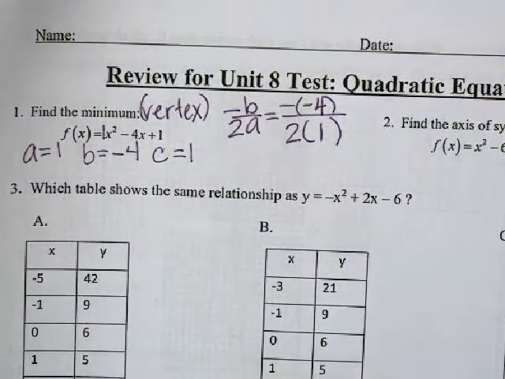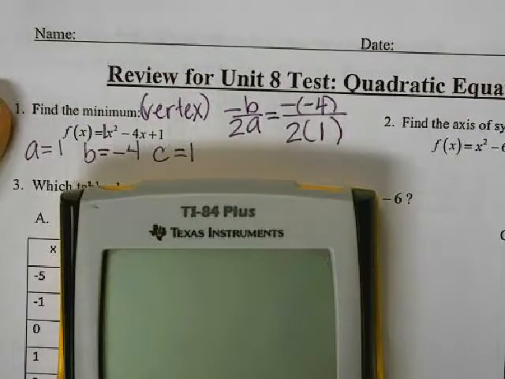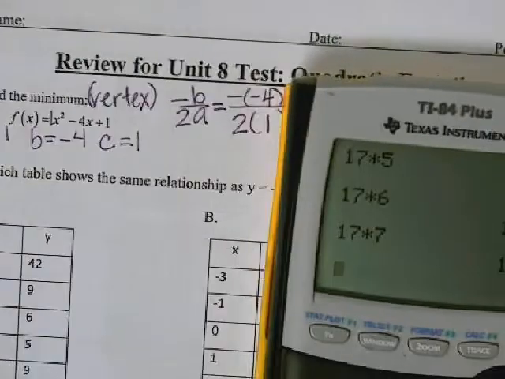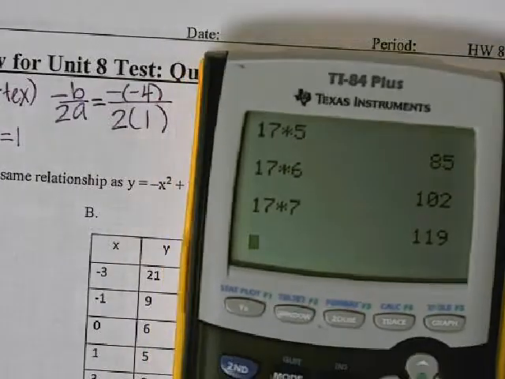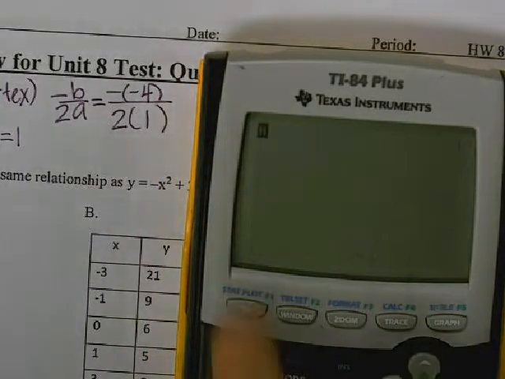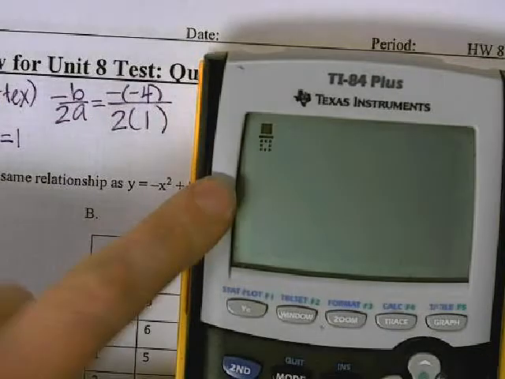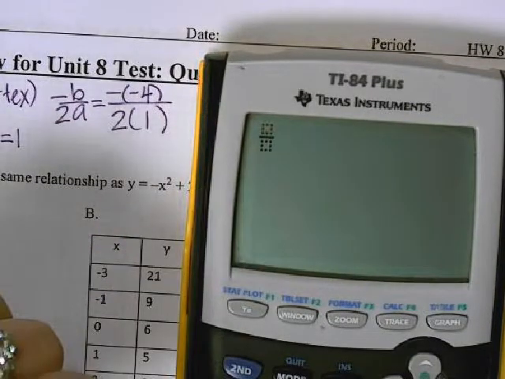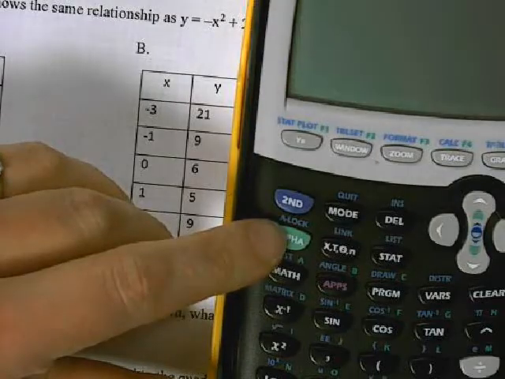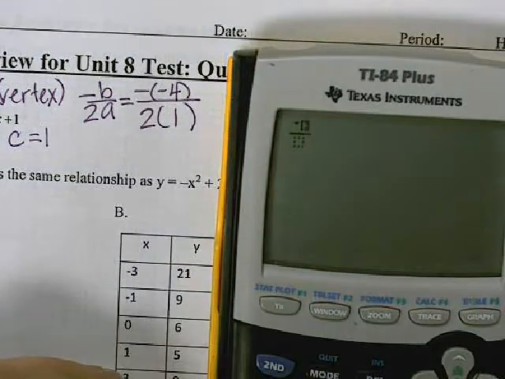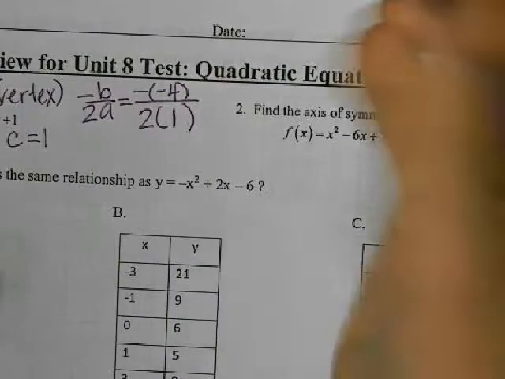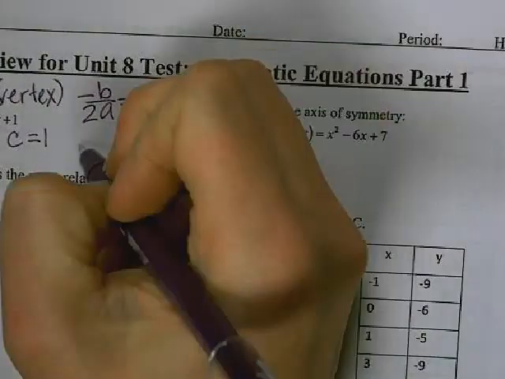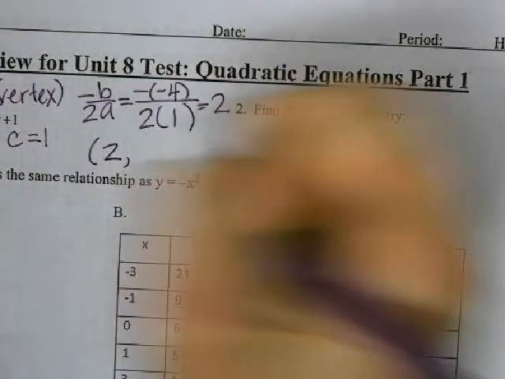Then you go to your handy dandy TI-84 Plus graphing calculator and you type in negative 4 over 2 times 1. You do that in the fraction form. So remember, to get that, you push alpha, y equals, and then enter. Okay? So this is negative parentheses negative 4 over 2 parentheses 1, and that gets you 2. So the x value of my vertex is 2.